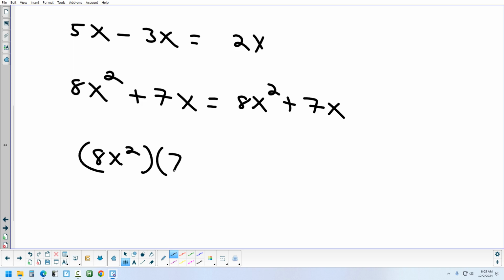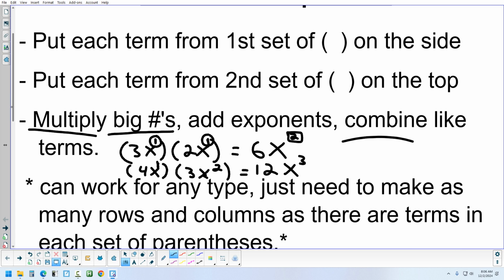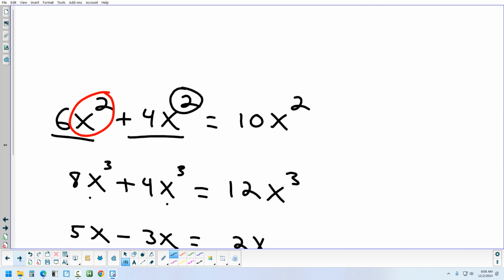This is perfectly fine. That's a totally different problem than the one above it. The top one is adding. What operation am I doing in the bottom one? Multiplication. I'm doing multiplication. That's totally different. That you can do. And that's where you follow these steps. Multiply the big numbers in front, and then add the exponents.